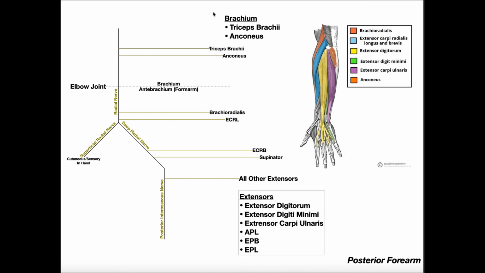Now, the nice thing about the posterior compartment is that everything in here, all these muscles, are in some way innervated by the radial nerve. Now, it could be the radial nerve proper. It could be the deep radial nerve that occurs after the radial nerve bifurcates. Or it could be the posterior interosseous nerve, which is really just a continuation of the deep radial nerve.